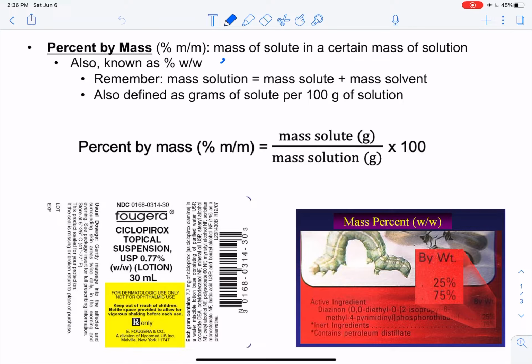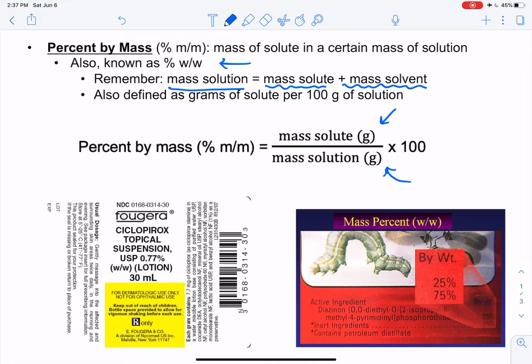Sometimes you'll see percent W over W instead of percent M over M, and it's just weight instead of mass. So what we have for percent by mass is the mass of the solute divided by the mass of the solution. And with this one, what we need to remember is that the mass of the solution is the mass of the solute plus the mass of the solvent.